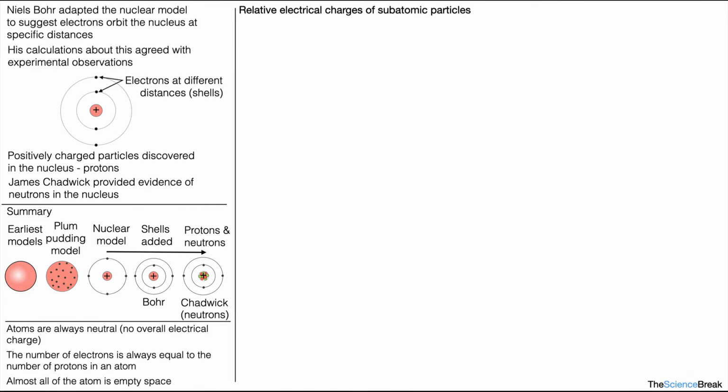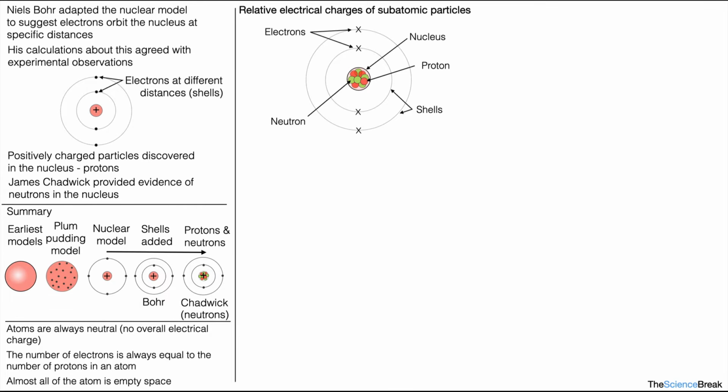Next, we're going to look at the detailed structure of an atom and the relative electrical charges of subatomic particles. Here is the nucleus of an atom. It contains the protons, and it also contains neutrons, shown in green there in my diagram. This is the nucleus that contains the neutrons and the protons. We also have shells around the nucleus, and in the shells, or on the shells, are electrons. There's 2 electrons there in our diagram drawn as crosses.